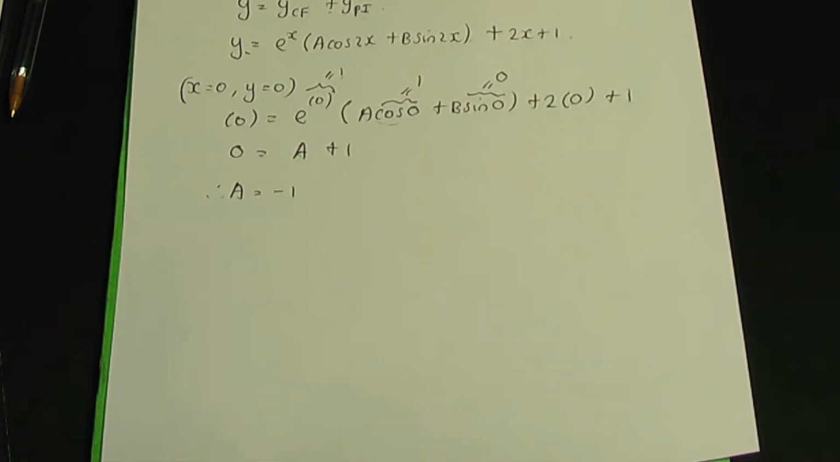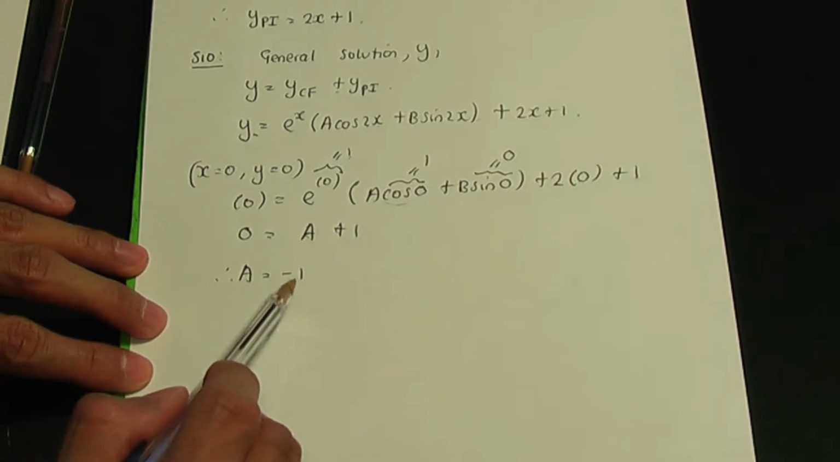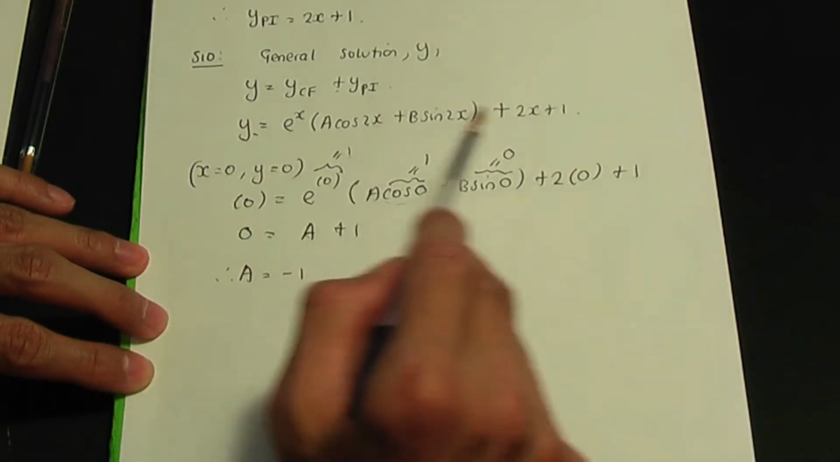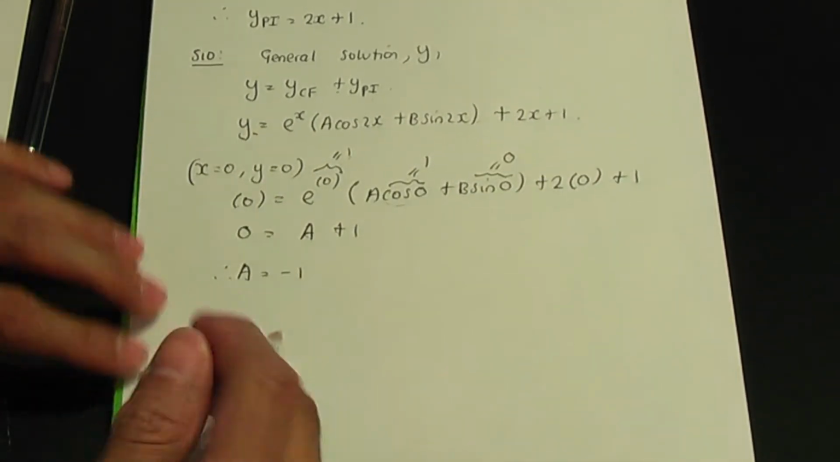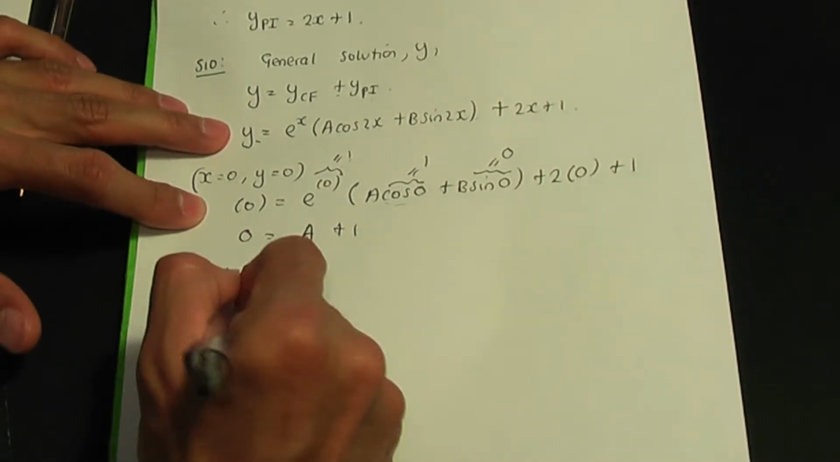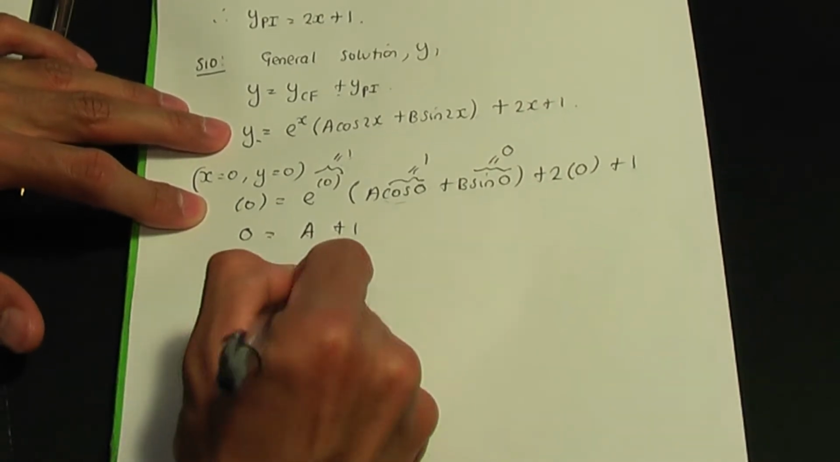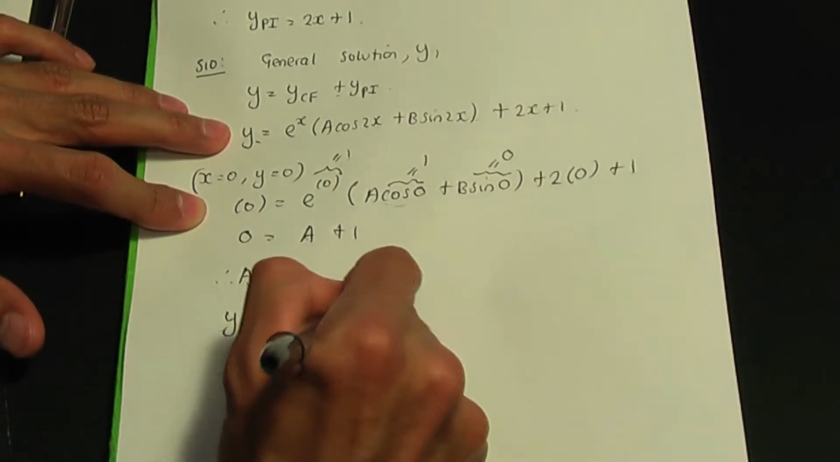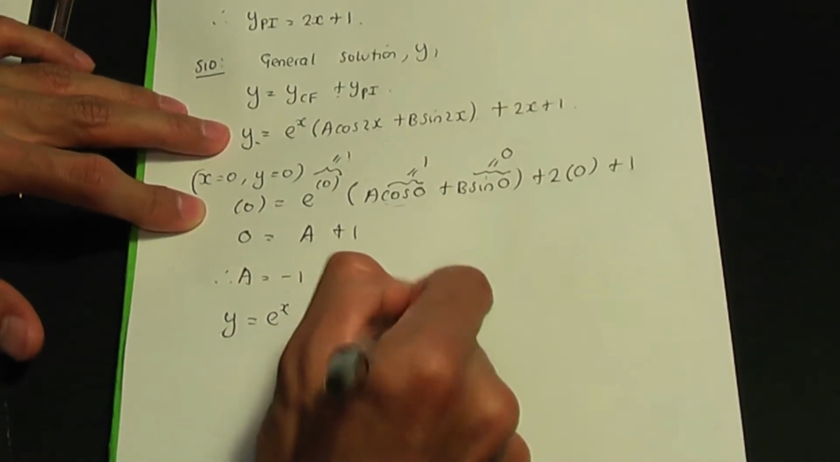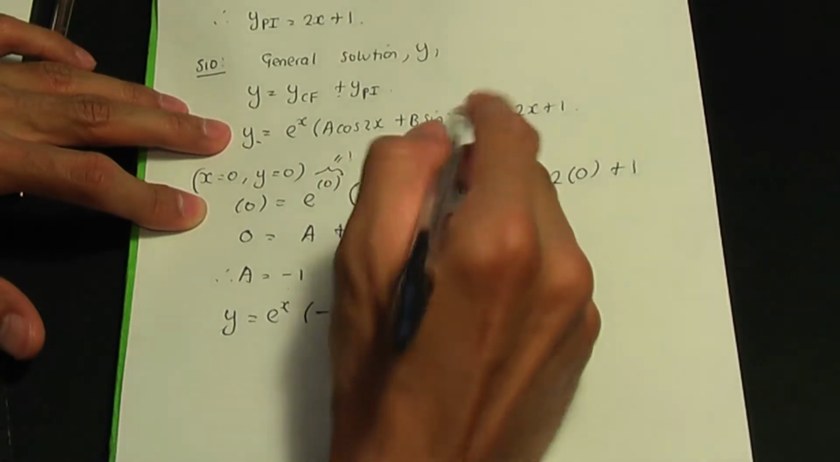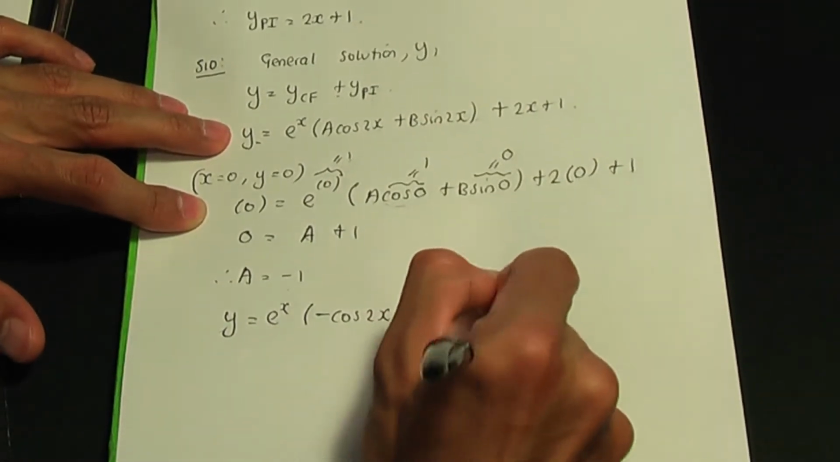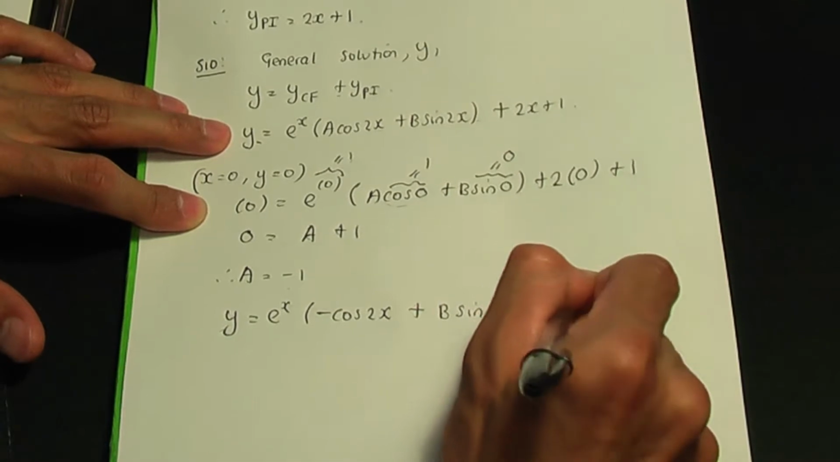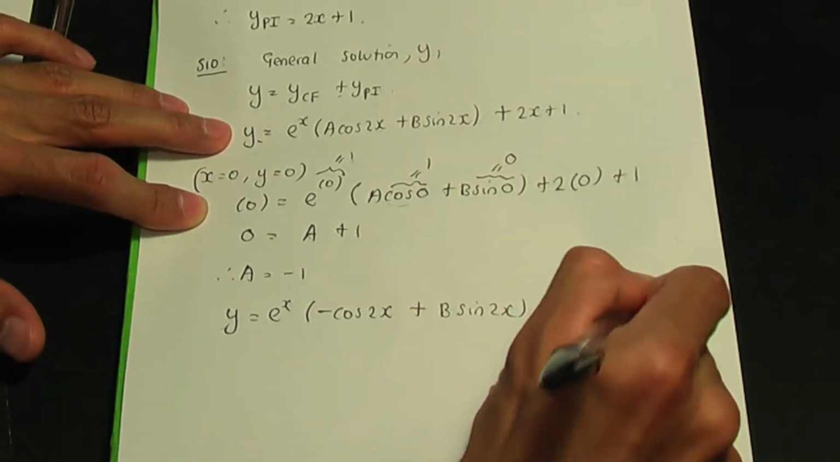So that is the value of a. Let me replace a is equal to minus 1 into our general solution. So this is what we're going to have: y is equal to e to the x into a, which is minus 1, so minus cos 2x, plus b sine 2x, plus 2x plus 1.